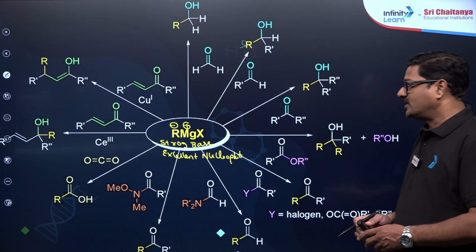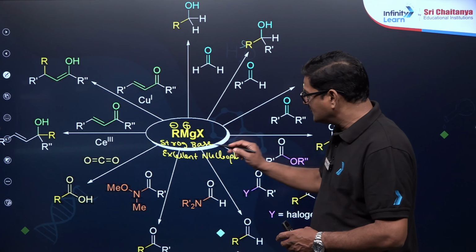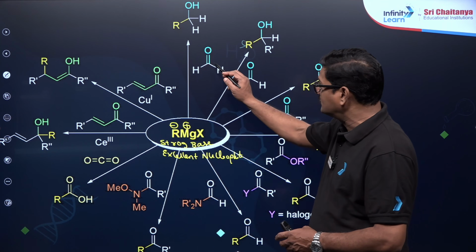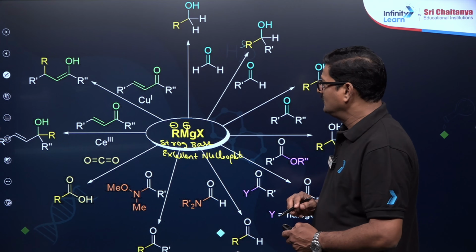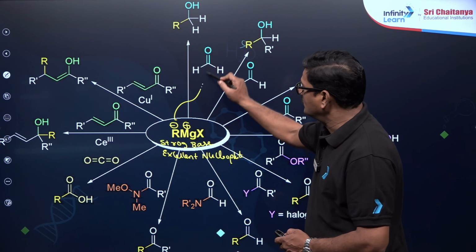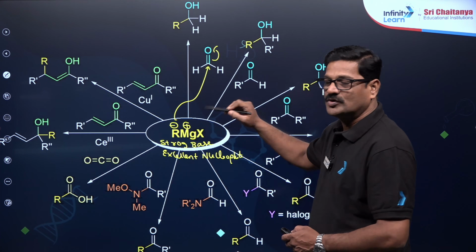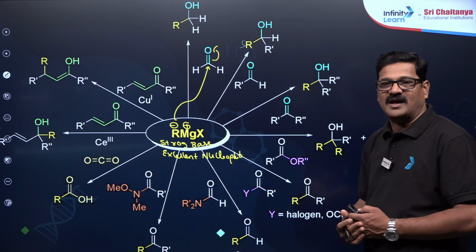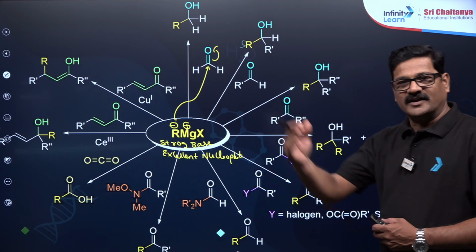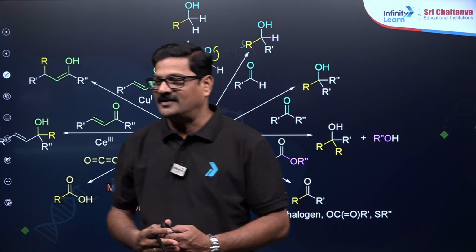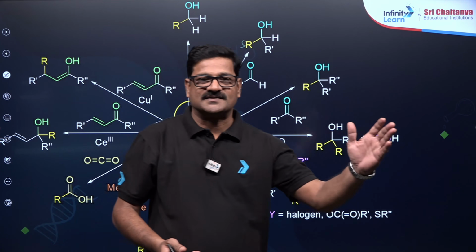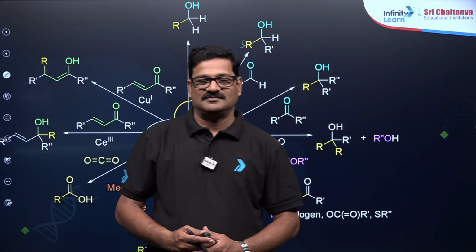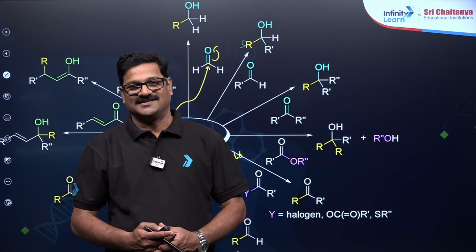Talking about the Grignard reagent, it is a good nucleophile. It can react with carbonyl carbon, so this is going to react with carbonyl carbon to give its corresponding alcohols. Grignard reagent reacts with formaldehyde and gives rise to a primary alcohol by hydrolysis.